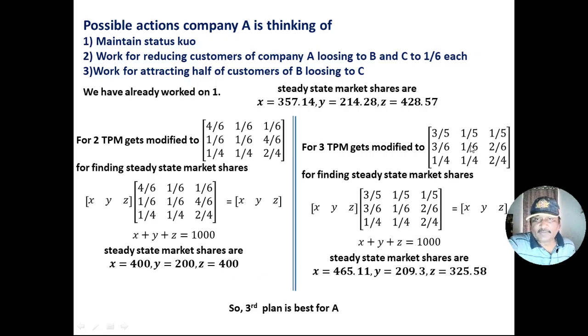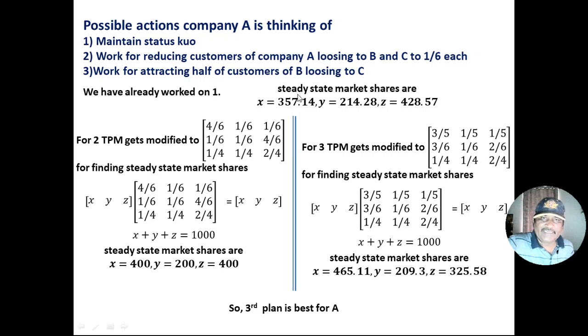Now this transition probability matrix again I utilize for finding the steady state market share. How do I do that? XYZ multiplied by TPM is equal to XYZ, and one more equation, X plus Y plus Z equal to 1000. Solving three equations out of these four gets me the steady state market share: X equal to 465, Y equal to 209 and Z equal to 325.58. Now by comparing market shares for company A only, because the strategies have been designed by company A.